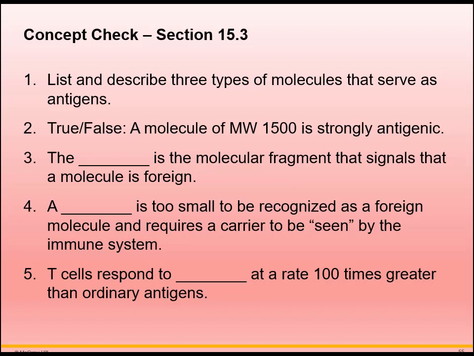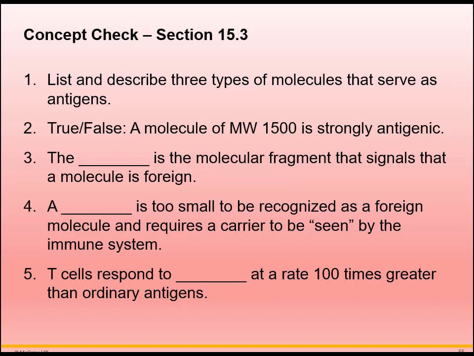So number 3, the blank is the molecular fragment that signals that a molecule is foreign. The epitope, or antigenic determinant, is the molecular fragment that signals that a molecule is foreign. That's what the lymphocyte receptors respond to. Number 4, a blank is too small to be recognized as foreign and requires a carrier to be seen by the immune system. That would be a hapten.